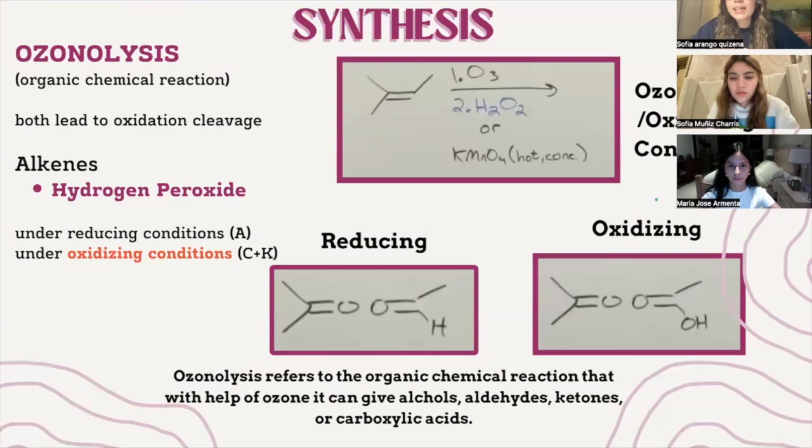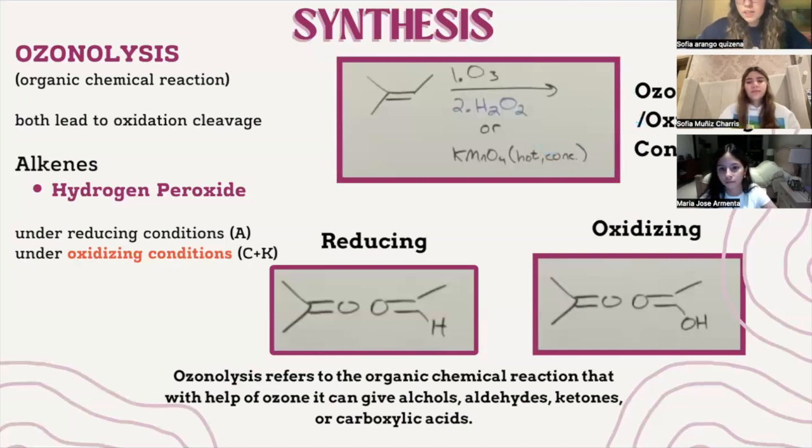So for this type of organic chemical reaction, the two examples that I will show are under reducing conditions, which lead to aldehydes, and then under oxidizing conditions, which produce a carboxylic acid and a ketone, as we see in the image. And now for this drawing, we used hydrogen peroxide to form the carboxylic acid, but we could also use KMnO4. That would also work. It depends on the type of reaction that we are studying.